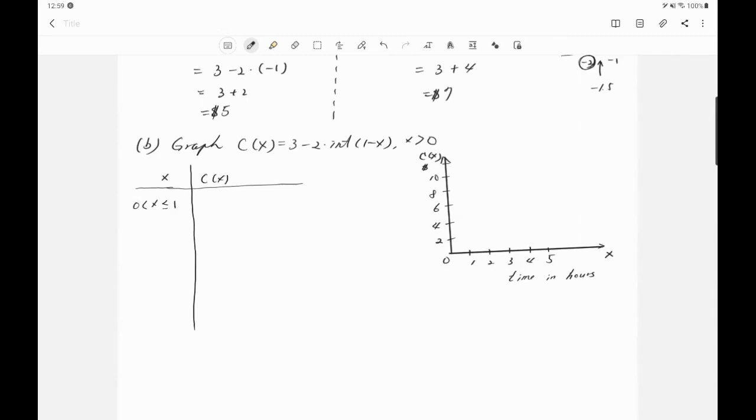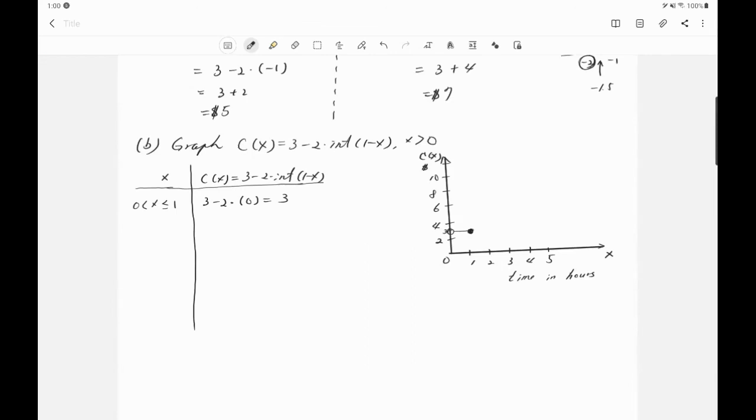Then C of x equals 3 minus 2 times the integer of 1 minus x. So let's find the C value. If x is between 0 and 1, then what is this value? 3 minus 2 times the integer of 0 and 1, then this value is 0, right? So the y value will be 3. So from 0 to 1, the value will be 3. This is 3, so starting from here, go all the way up to here.